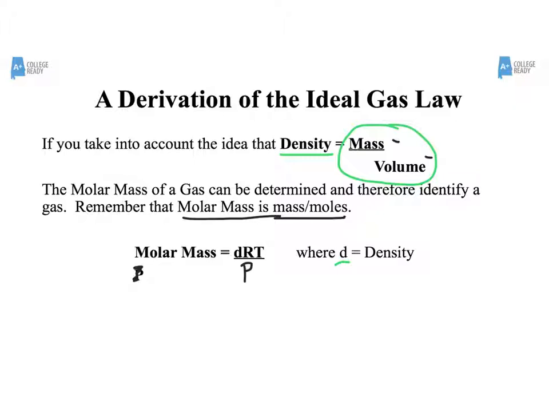So how are you going to use this derivation? This derivation is going to be all about being given density, temperature, and pressure and finding the molar mass, or being given the molar mass and the temperature and the pressure and finding the density. A lot of times it'll be finding the molar mass, and once you find the molar mass, then you can identify the gas.